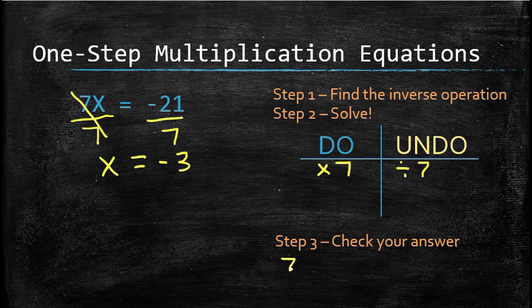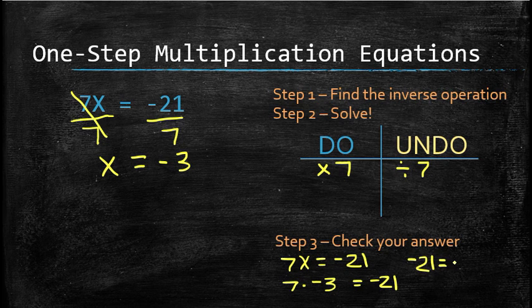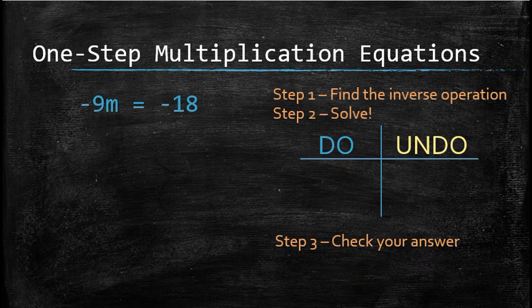So we have 7x equals -21. 7 times -3, because we got a -3 for the value of x, equals -21. Do that on your calculator to check it, and you should have -21 is equal to -21, and that is in fact equal, so we know that our answer is correct. Let's move on to the last practice problem here.